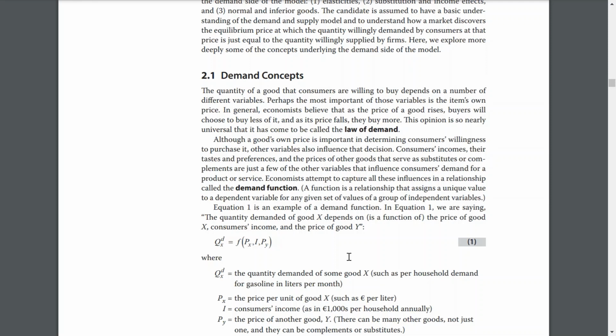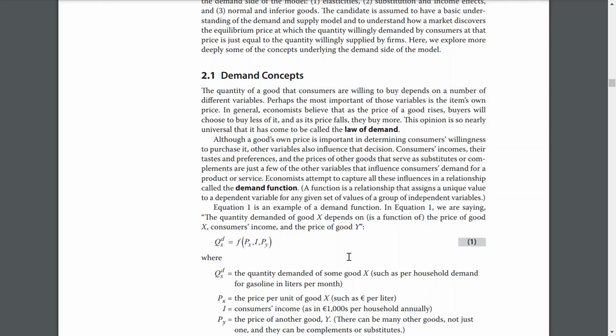In general, economists believe that if the price of a good rises, buyers would choose to buy less of it. As the price falls, they buy more. This opinion is so nearly universal that it comes to be called the law of demand. Although a good's own price is important in determining consumers' willingness to purchase, other variables also influence that decision.